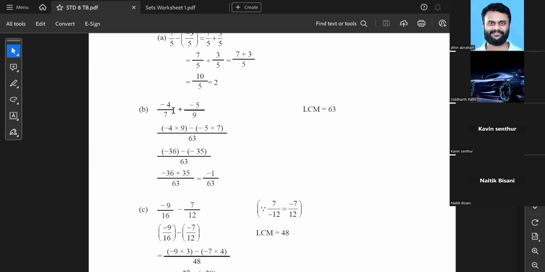I've already told you the logic. You have plus and minus sign together. So what you can do is take this minus. Sir, in the actual book, it is minus. So this is minus, yeah?